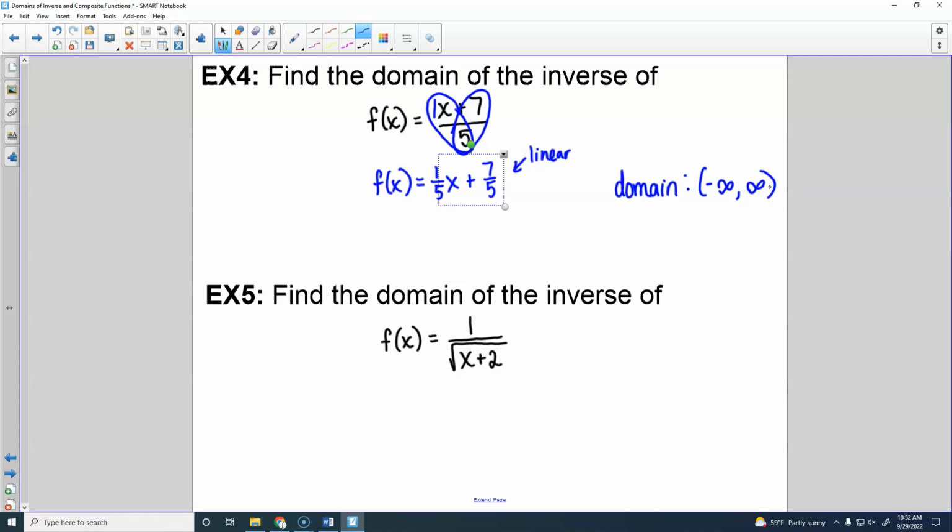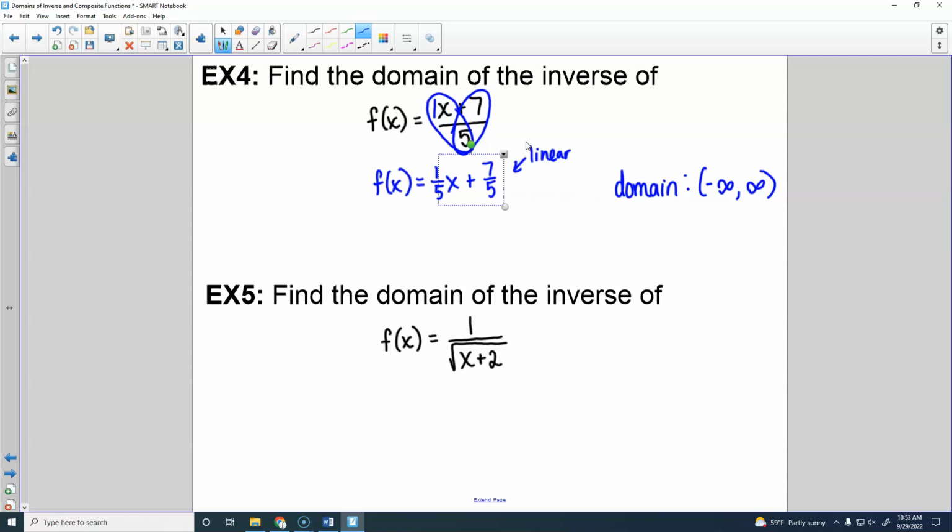That's a sneaky one right there because really it's a super easy problem, and if I had given it to you as f of x equals 1/5 x plus 7/5, you probably would have done better with it. But it's a sneaky linear that's trying to pretend that it's actually rational, but it is not. It's just linear.